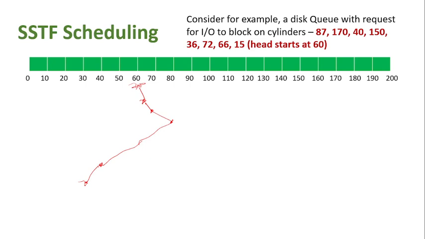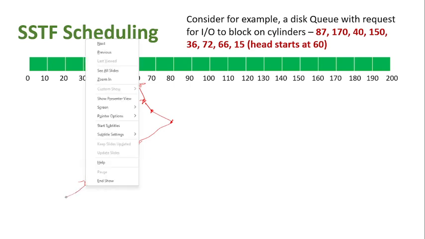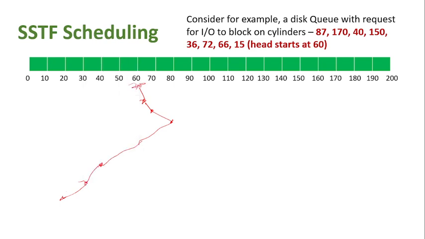So here we are at 15. From here we have to go to 150. And from 150 we have to go to 170. So this is the diagram which we got. That is, we traveled with respect to the shortest distance.